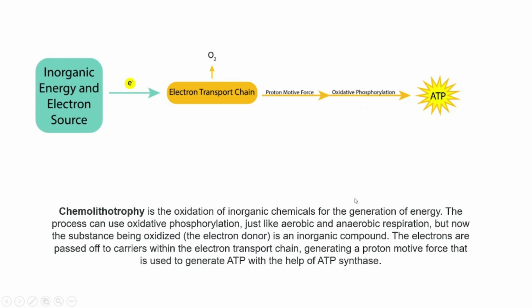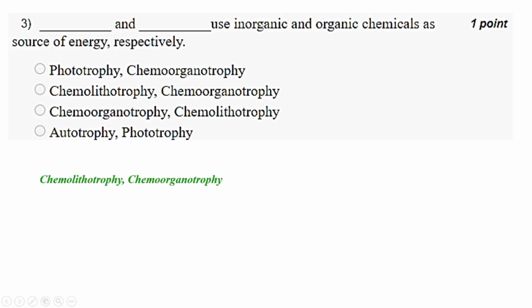Chemolithotropy is basically the oxidation of inorganic chemicals for the generation of energy. This process can use oxidative phosphorylation like aerobic and anaerobic respiration, but the substance being oxidized is an inorganic compound. Just remember that chemolithotropy is inorganic. That's what was mentioned in the first. Inorganic is chemolithotropy, and organic is chemoorganotropy. It's in the name only.